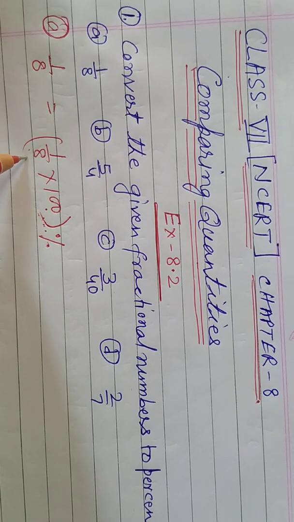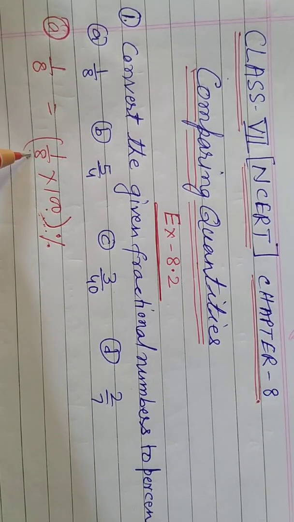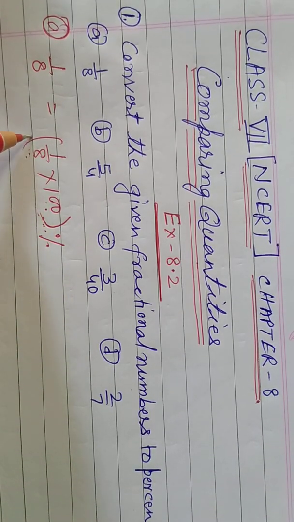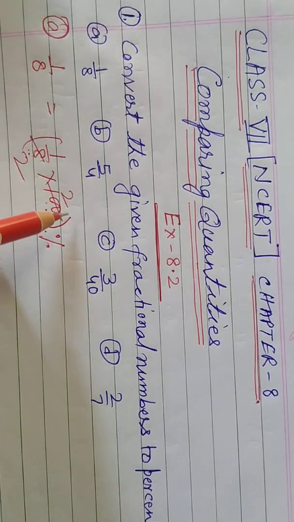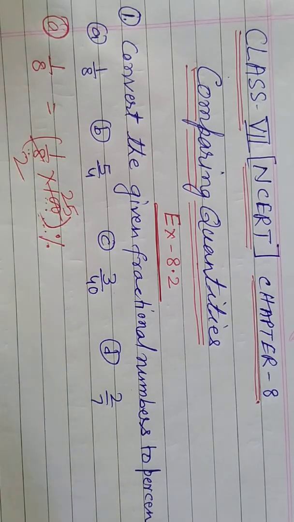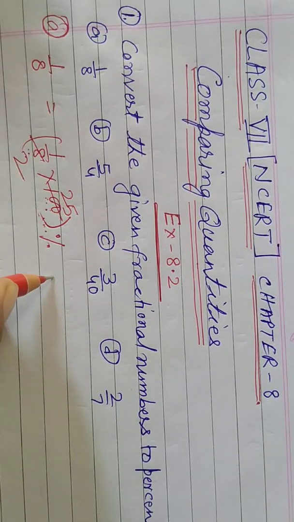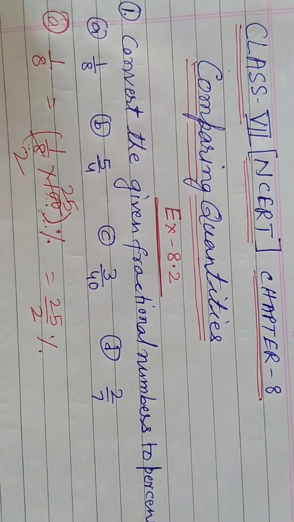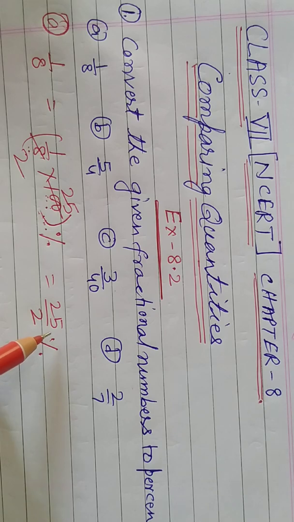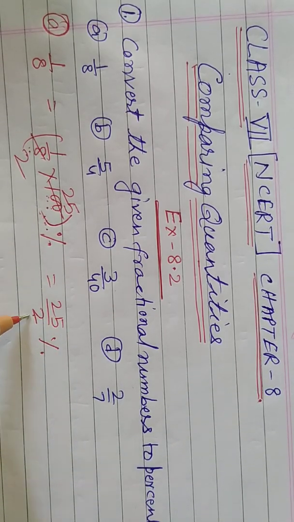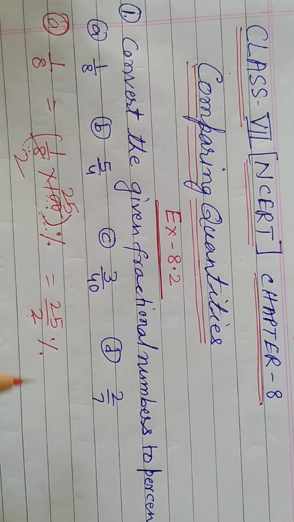Now after this step we try to cancel it if possible. So we can see that 8 is divisible by 2 or 4 also, and 100 also. So we can divide it. 4 twos are 8, 4 twos are 8, and 2 is left here. 2 zeros 20. So then 4 fives are 20. So what is left here?